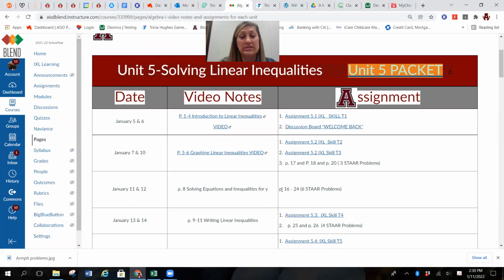Tonight's homework is page 16 through 24. It's only 6 questions. It just looks like a lot of paper because the problems are so big on the paper. And these are actual STAR questions for Unit 5, and it would be very beneficial to see how the STAR is going to ask you about inequalities. All right, so we're not assigning this homework for fun. We're assigning it so you're benefiting from it and you're going to learn from it.